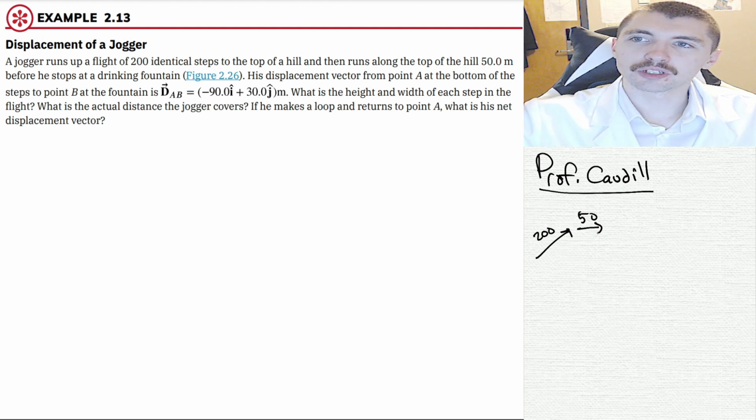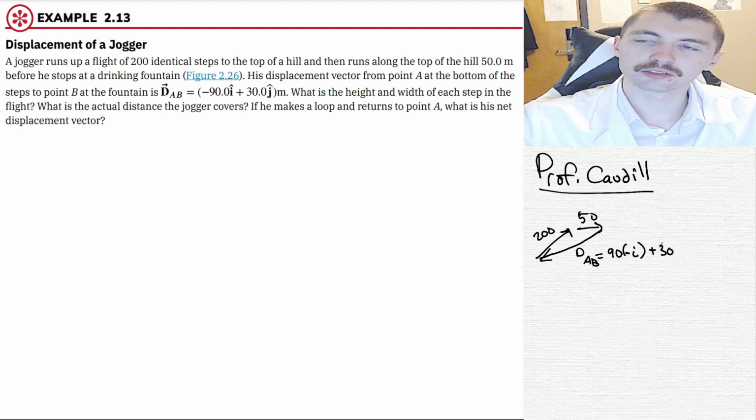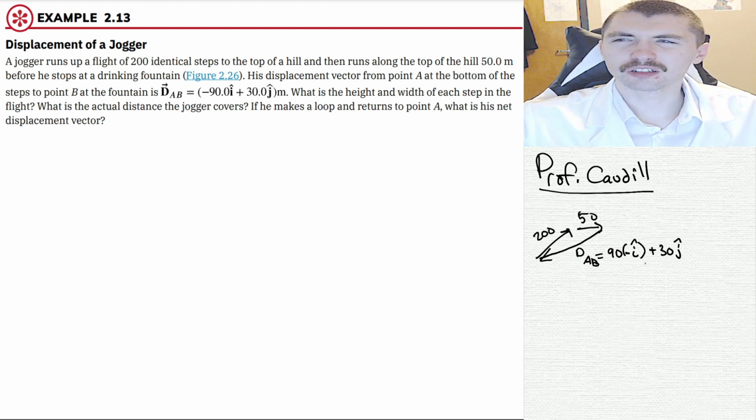So that would make sense if it was going like this. d_AB is 90 i plus 30 j. I don't know if that makes sense either. So I'm not sure exactly if this drawing's correct.